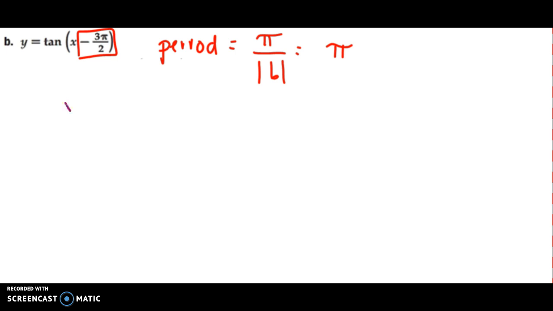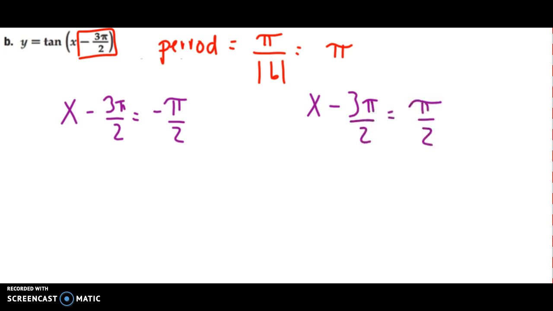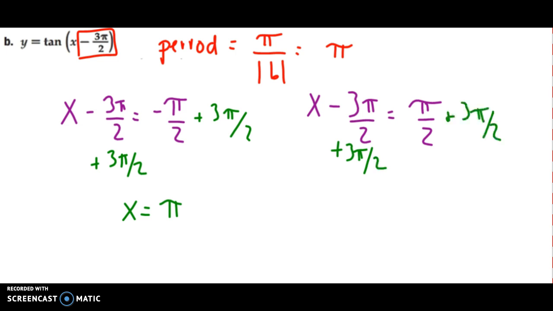Now to find our vertical asymptotes, I'm going to take x minus 3 pi over 2 equals negative pi over 2, because in the parent function that's one of my vertical asymptotes. Then in the other one I have x minus 3 pi over 2 is equal to a positive pi over 2. Okay, so how do I solve for x right here? I'm going to add 3 pi over 2 to both sides. And so x is going to be equal to negative pi over 2 plus a positive 3 pi over 2, which would be 2 pi over 2, which is just pi. And then this one over here, if I added 3 pi over 2 to both sides, pi over 2 plus 3 pi over 2 is going to be 4 pi over 2, which would be 2 pi. So that right there is going to be my new vertical asymptotes.